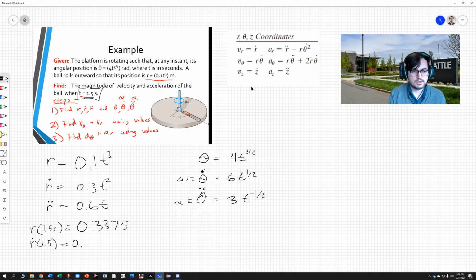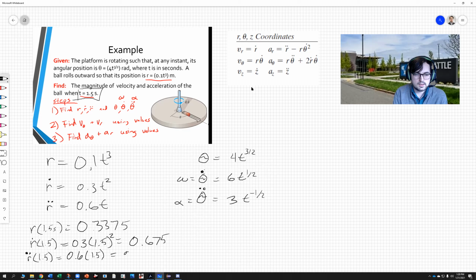Plug this into the r dot formula, or the relationship there. So we have 0.3 times 1.5 squared. Plugging that into my calculator, I will get 0.675. Finding the r double dot, that'll be 0.6 times 1.5. This is very easy math. It'll just be 9. In this case, because it is 9, 0, it'll actually be 0.9.